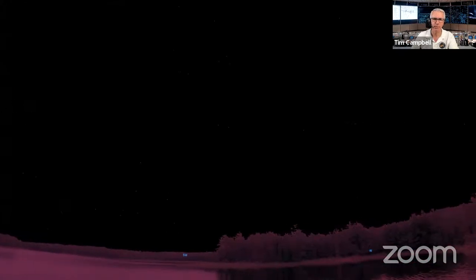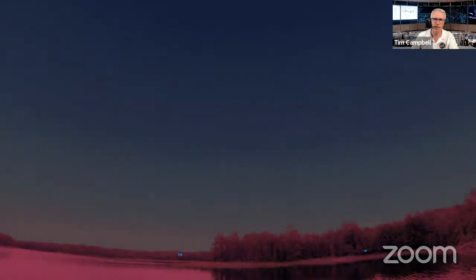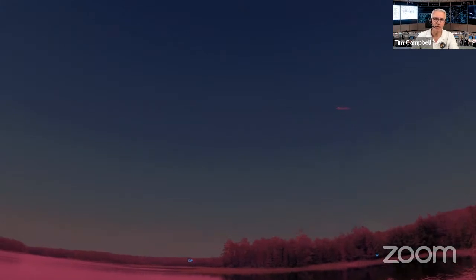So one of the first ones, and actually if I just back this up just a little bit to make most of the stars disappear. Okay, now I've got a lot of them to disappear, but you can see this one here. This is a star named Arcturus, and that is one of the brightest stars that we can see.